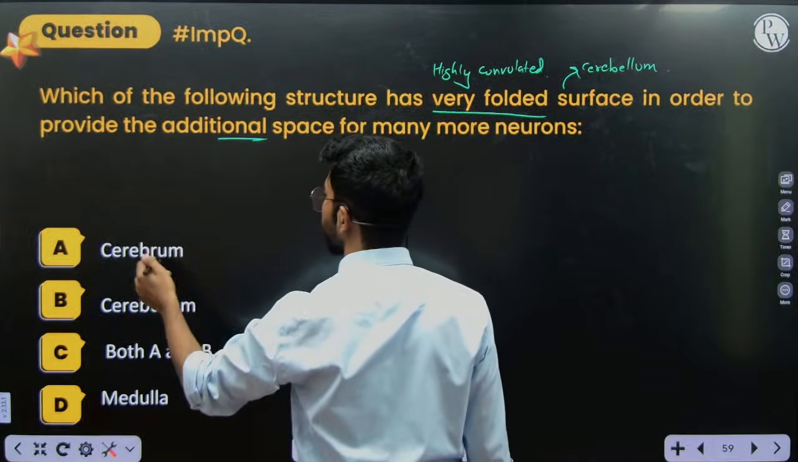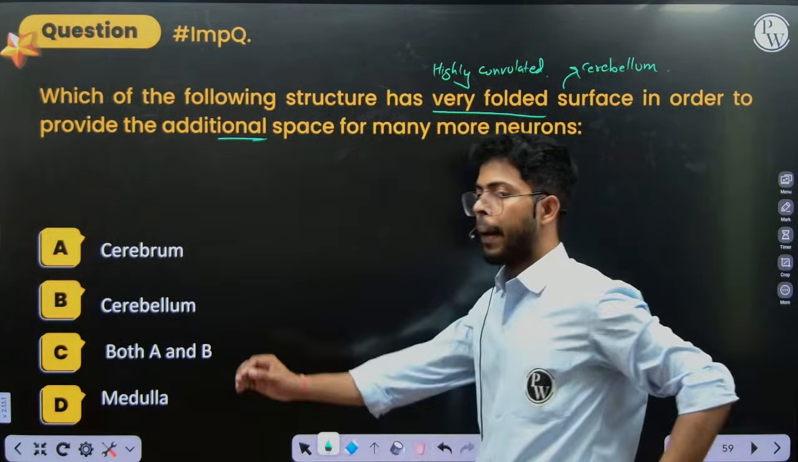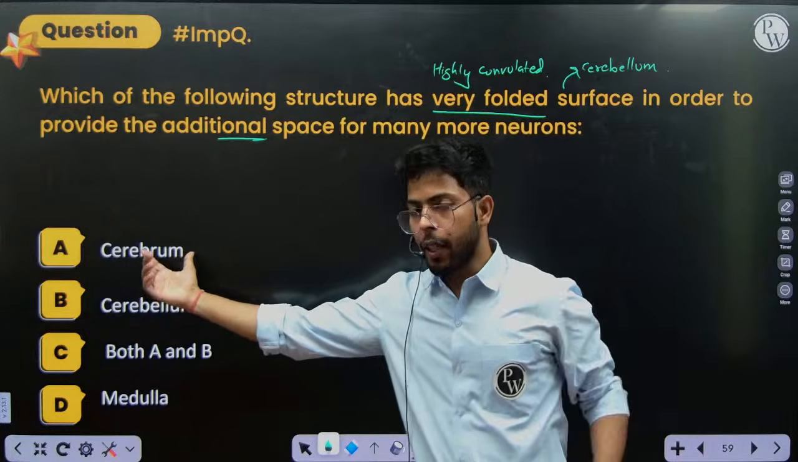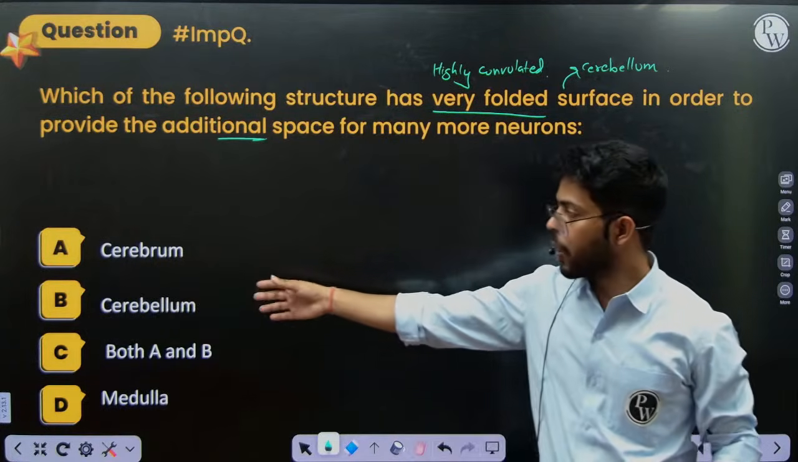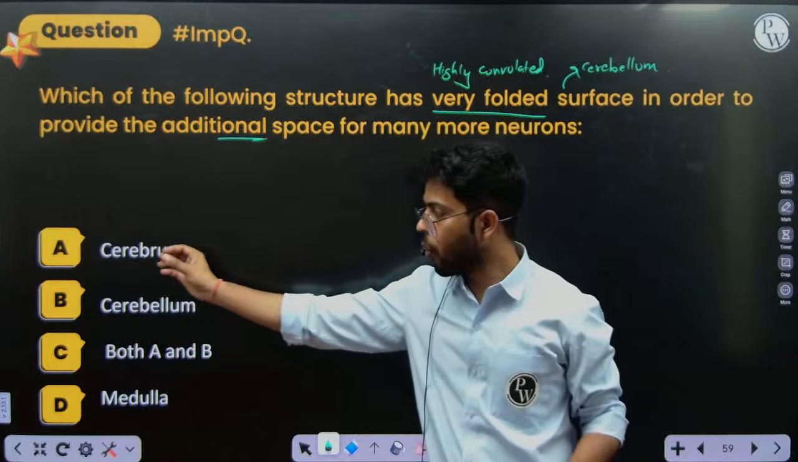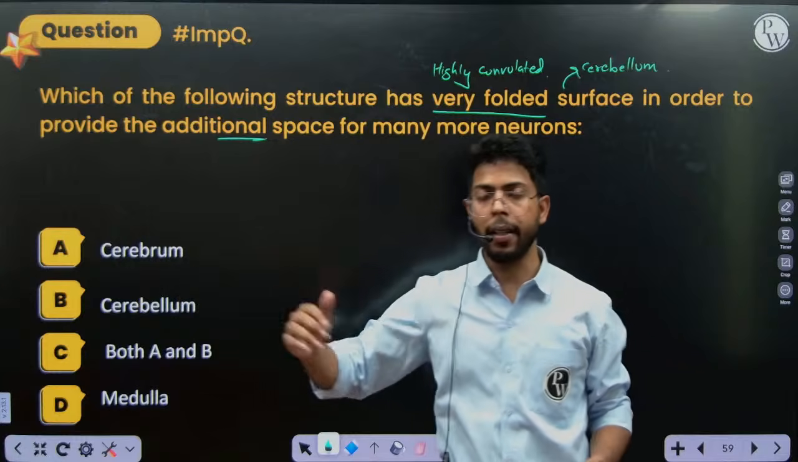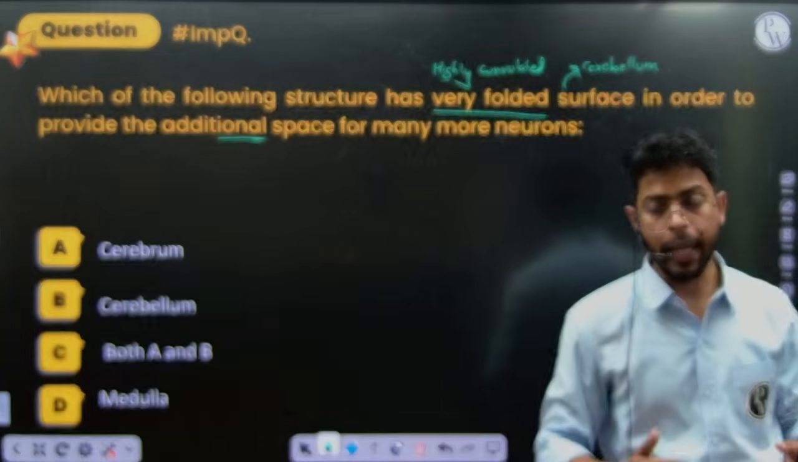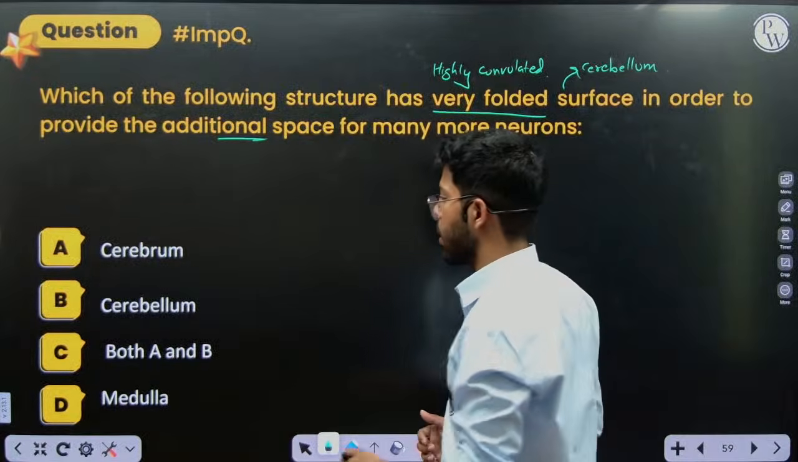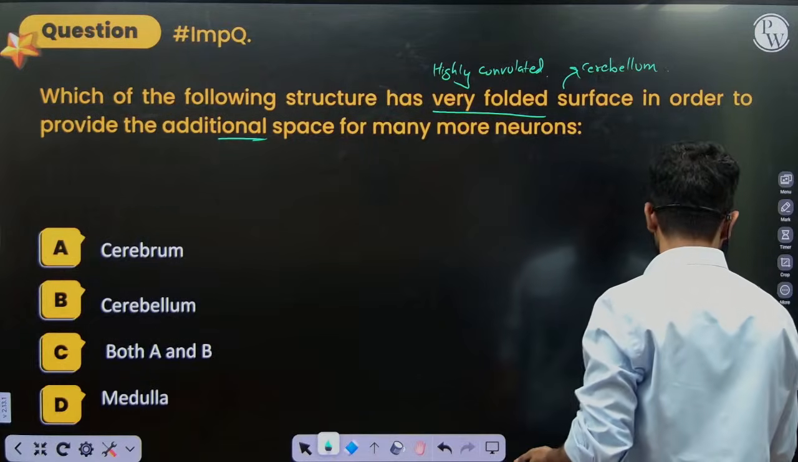and also the cerebrum has the highly convoluted, folded region. It contains many sulci and gyri. So that's why the answer is C.